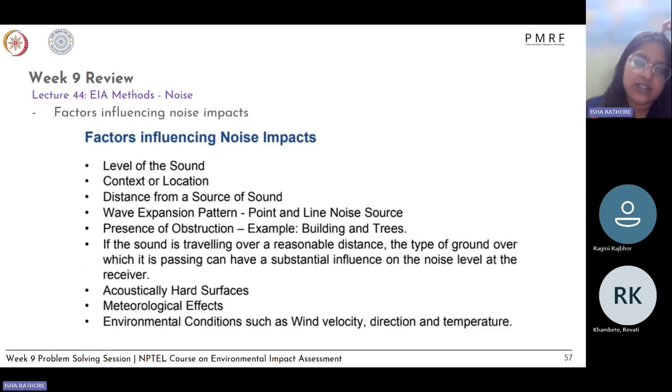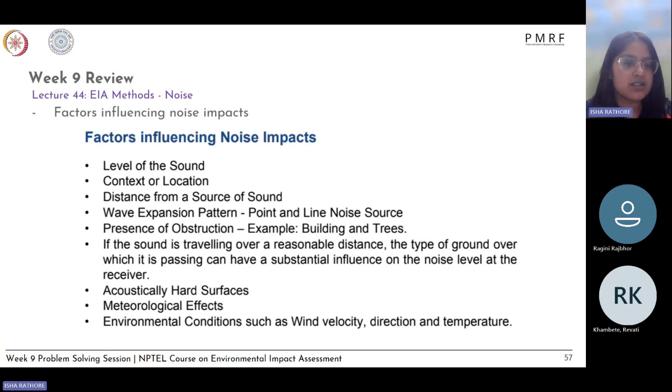So the factors which influence noise impacts are the level of the sound, the context or location, distance from a source of sound, the wave expansion pattern for the noise and the line noise source, and the presence of obstruction. If anything is obstructing the noise source, it will cause the sound wave to change paths, and it can create an effect. So for example, if you are building in trees, some materials absorb noise as well, so that can also be considered. If the sound is traveling over a reasonable distance, the type of ground over which it is passing can have substantial influence on the noise level at the receiver.